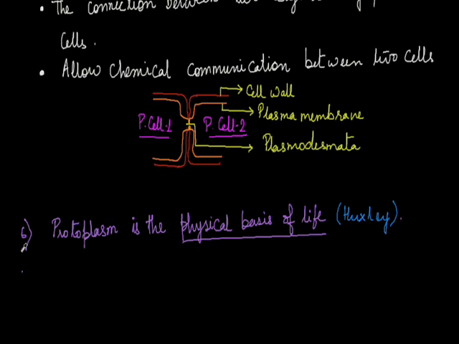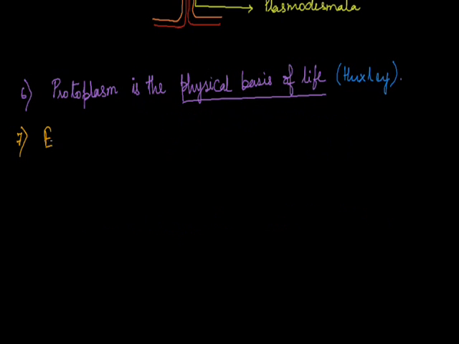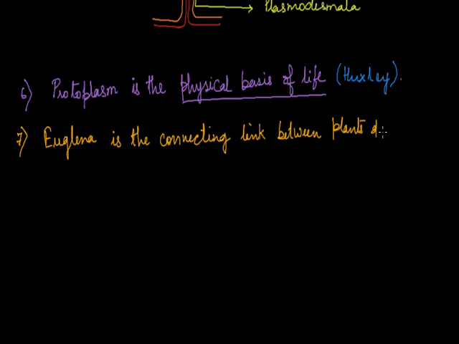There is one more important fact, that euglena, which is a protozoan, is the connecting link between plants and animals. Euglena is a unicellular protozoan which has a characteristic feature of an animal cell, and it is eukaryotic.